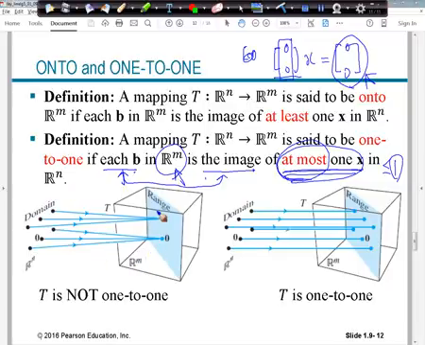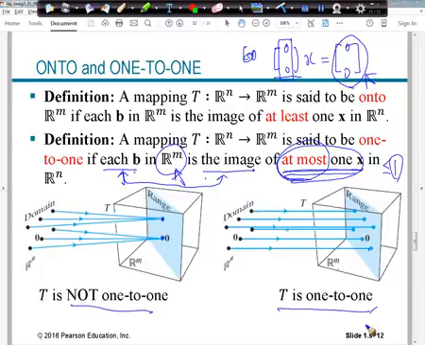So in this case, clearly this is not onto because the range is not the same as the codomain. And for each entry in our range, they get hit by multiple elements in our domain, so this is not one-to-one. In the case where each point in our range gets hit exactly once, this is called one-to-one.